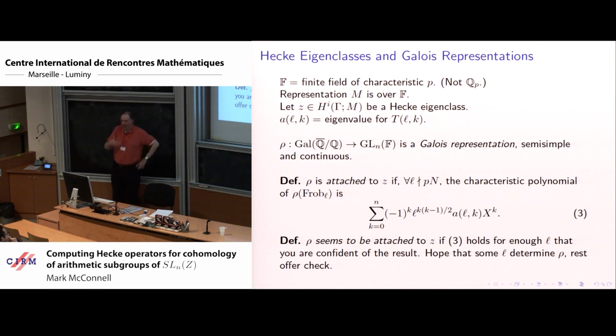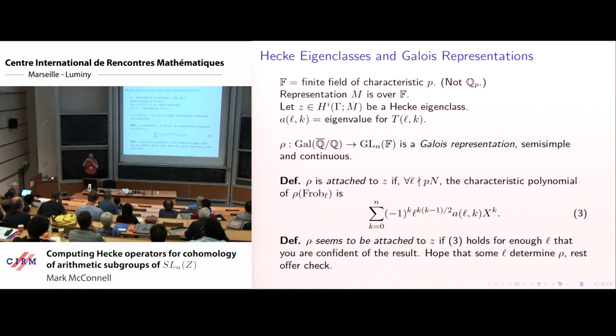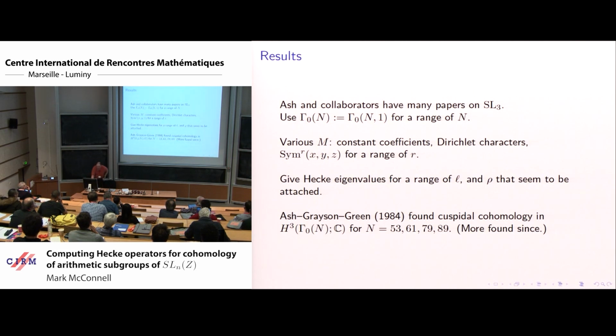So you compute as many Hecke operators for as many ℓ as you can. You hope that the first few ℓ determine a rho, like there could be at most one rho that matches. And then you compute a few more ℓ, and if it still matches, you say, wow, that's amazing, it matches. So, okay.